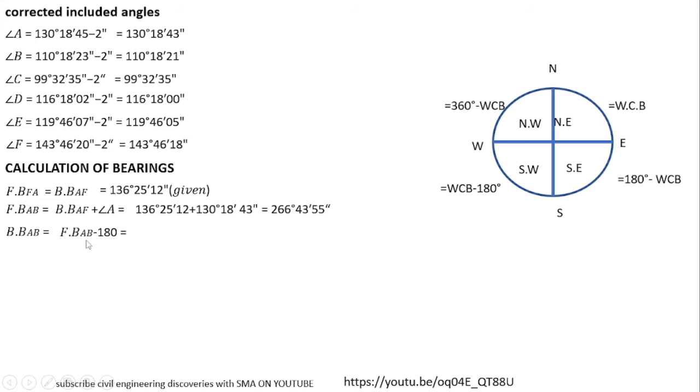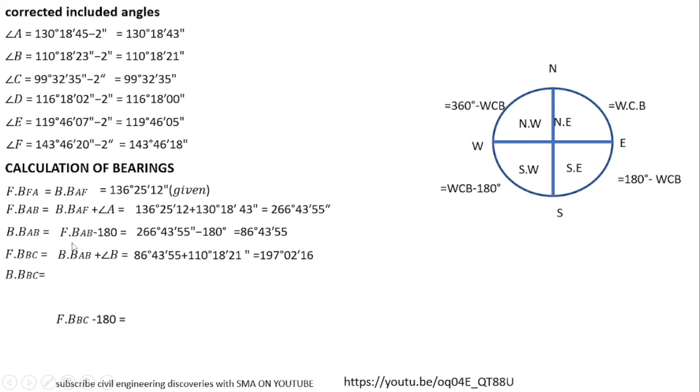When the value of the fore bearing comes in the first, second, third or fourth quadrant, we will use these formulas. For the first quadrant the reduced bearing is the whole circle bearing, for the second quadrant it will be 180 minus the whole circle bearing, and for the third and fourth quadrants we will use these formulas. So the back bearing of AB is equal to 86 degree 43 minute and 55 second. We will use this formula for all the fore bearings and back bearings. So these are the fore bearings and back bearings.